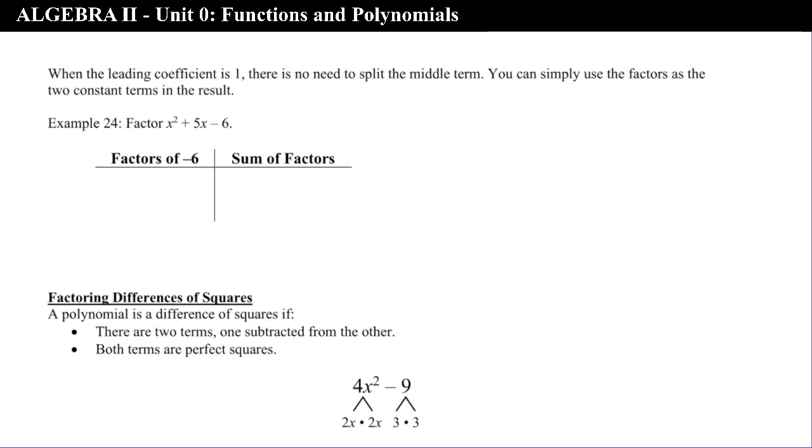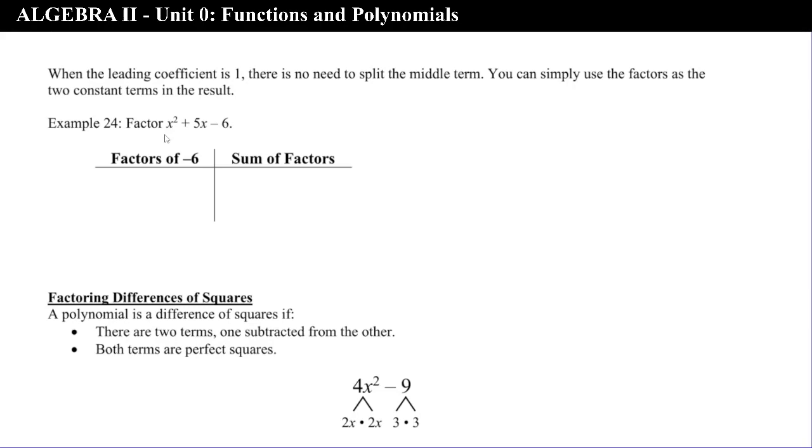All right, so now when the leading coefficient is 1, it actually makes the problem a little bit easier. There's no need to split the middle term. You can simply use the factors as your two constant terms in the result. Okay, so here in example 24, our leading coefficient is 1. We just have an x squared. There's no number in front of it.